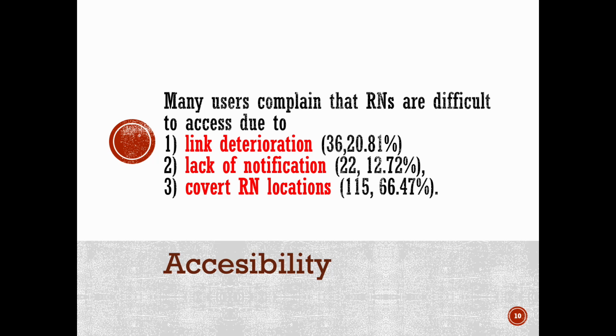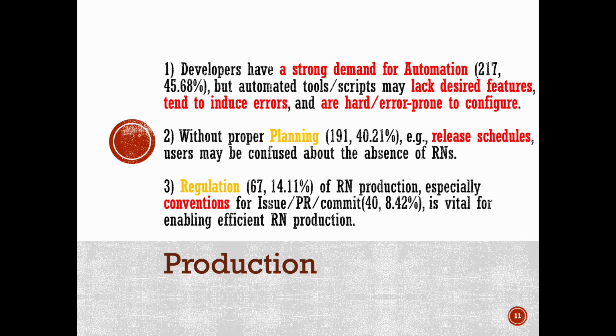For accessibility, many users complain that release notes are difficult to access due to link deterioration, lack of notification, and obscure release note location. Finally, we have 3 lessons for production. 1. Developers have a strong demand for automation, but automated tools may lack design features, tend to induce errors, and are hard to configure. 2. Without suitable planning, users may be confused about the absence of release notes. 3. Regulation of release note production, especially conventions for issues, requests, and commits, is vital for efficient release note production.